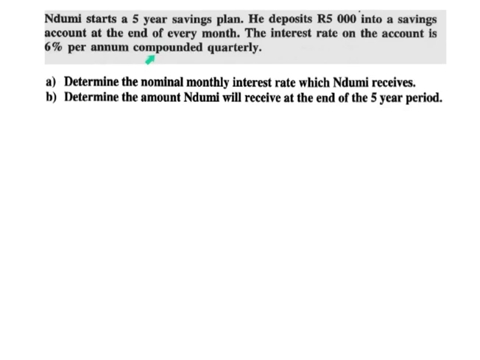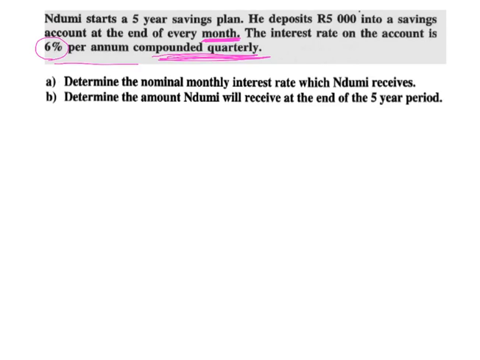Now, read this question very carefully. He is depositing every month, but the interest rate the bank is quoting is 6% per annum compounded quarterly. So here there is a discrepancy. This is compounded quarterly, but he is depositing every month. Therefore, I cannot directly use the future value formula using this 6% interest rate, because this is compounded quarterly. So I have to change this 6%.